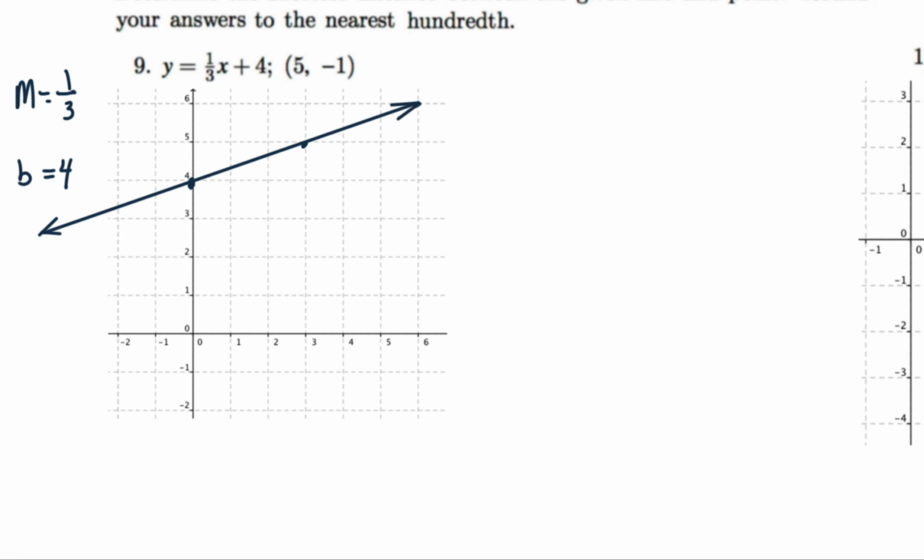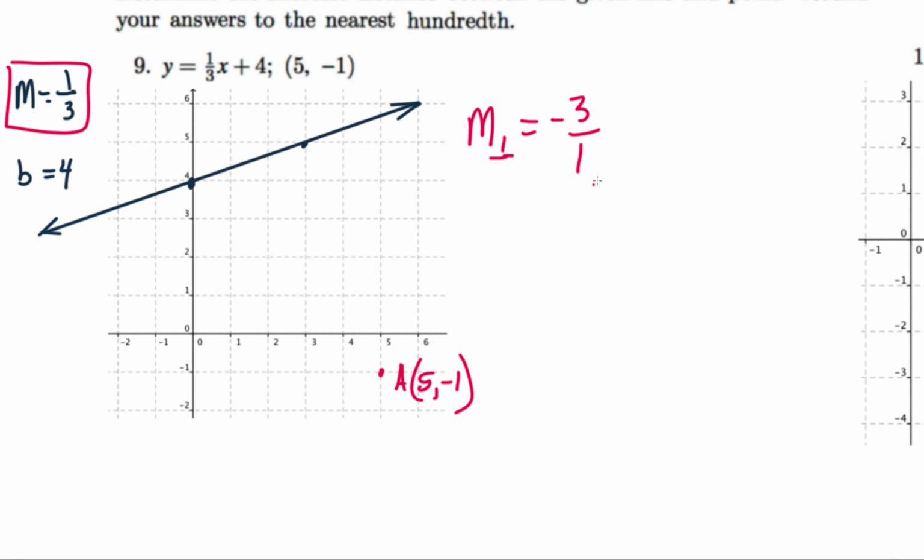Now for our point, we're at 5, -1, right there. We're in the fourth quadrant. Let's call this A, and we're at 5, -1. So again, the shortest distance from a point to a line is a segment that is going to be perpendicular. So we know the slope of this line already. So the perpendicular slope is going to be negative and reciprocal. So the negative reciprocal of 1/3 is -3/1.